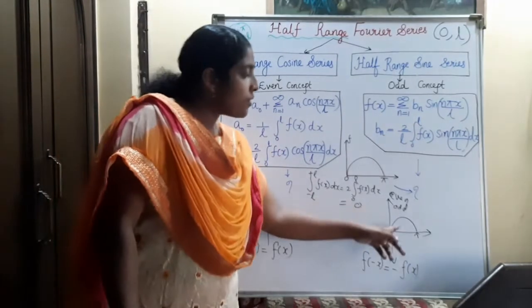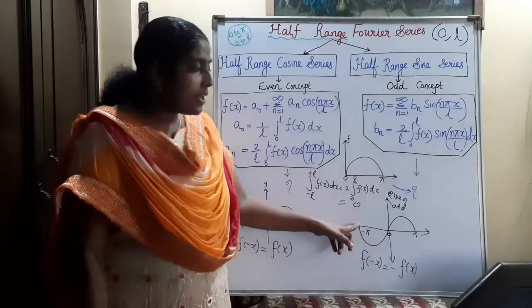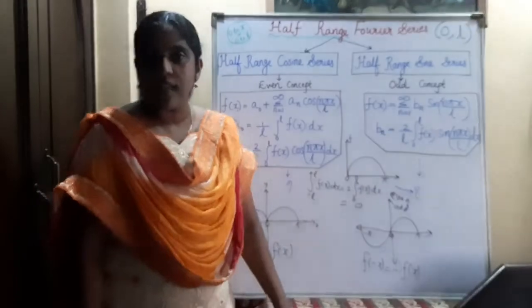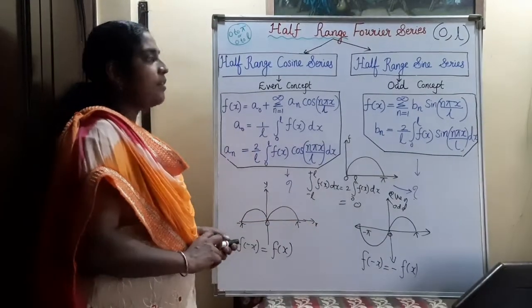Whereas in the case of an odd function, what happens? The negative area will be cancelled by the positive area, and we are getting the total area as 0, and thereby the integration is 0. The same concept we have used there.